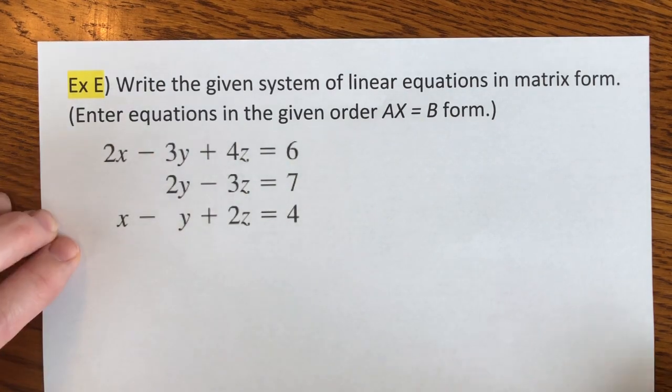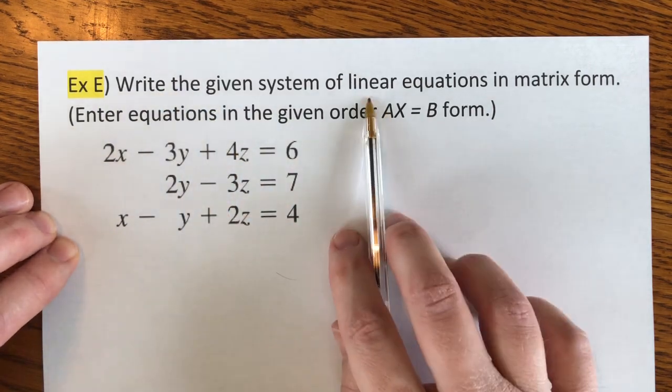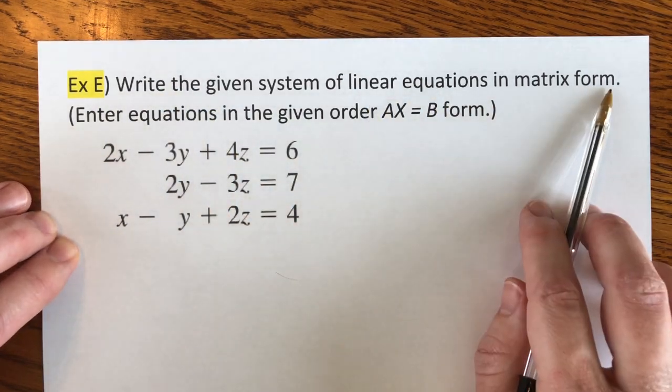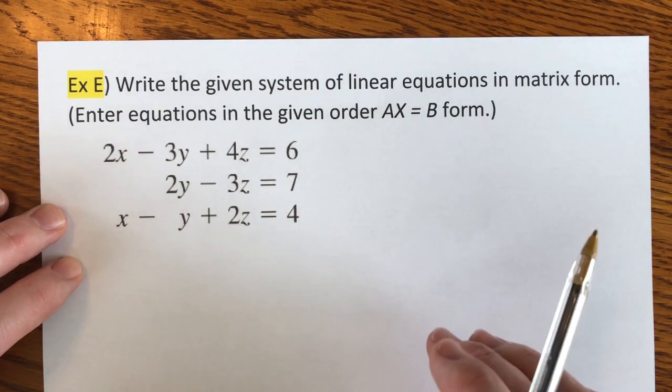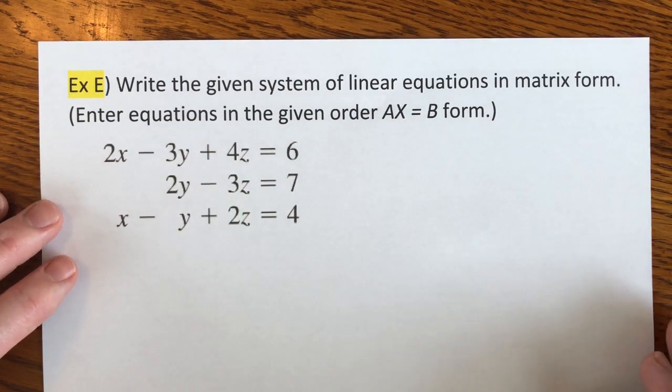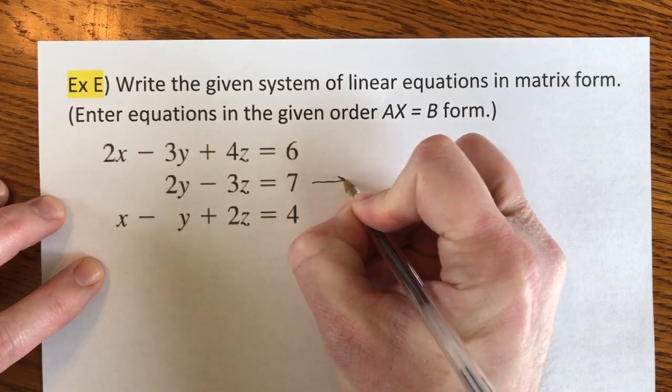All we have to do, based upon these directions, is write this given system of linear equations in matrix form, all right? Which is going to look like this, AX equals B. So we're not going to solve anything yet. We will solve these types of equations using matrix operations in section 5.6. But not yet. All we're going to do is set this up. So here's what it would look like.